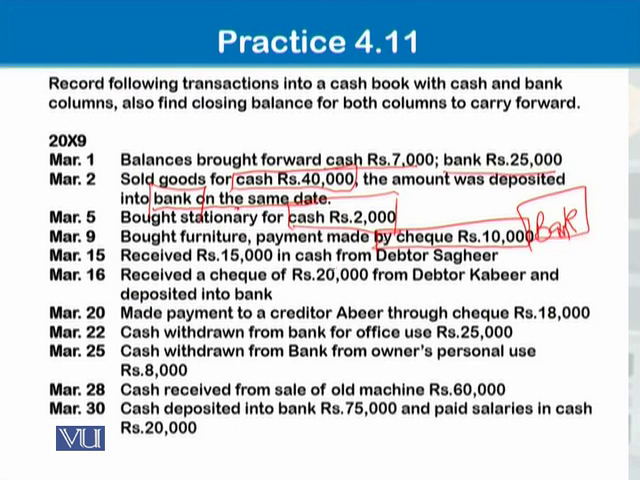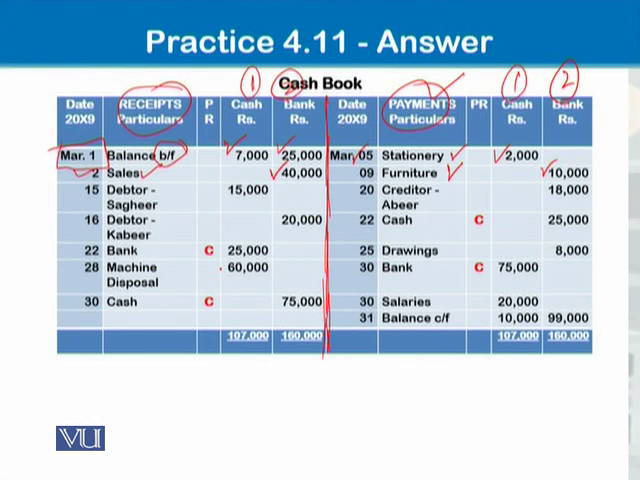Received 15,000 in cash from debtor Saghir. You received 15,000 in cash, so it is to be written in the cash column on the receipt side. Debtor Saghir has paid us 15,000; in a way, we have received 15,000 in cash.